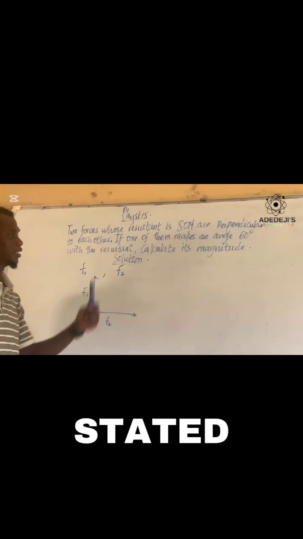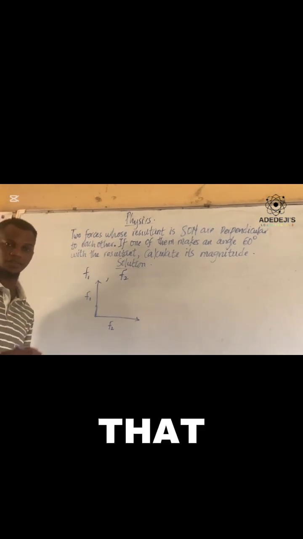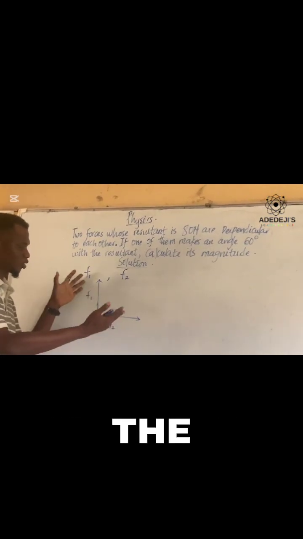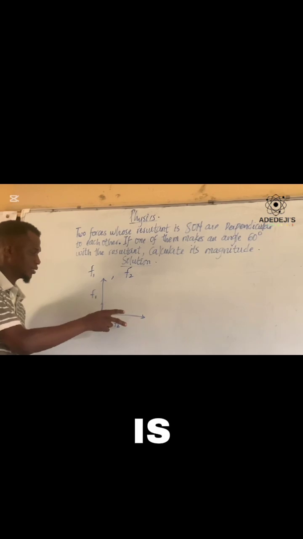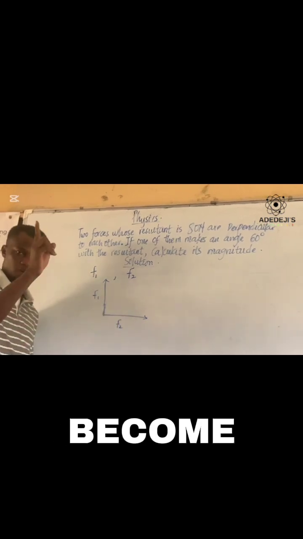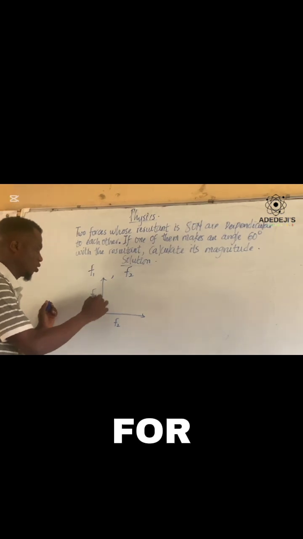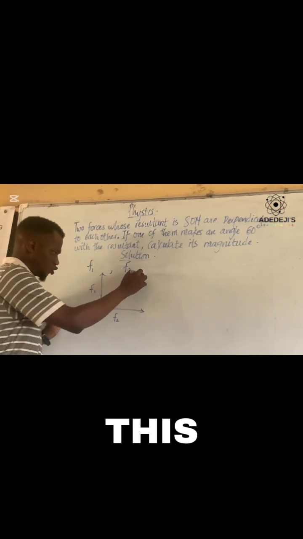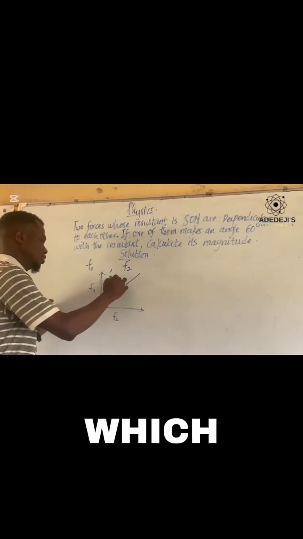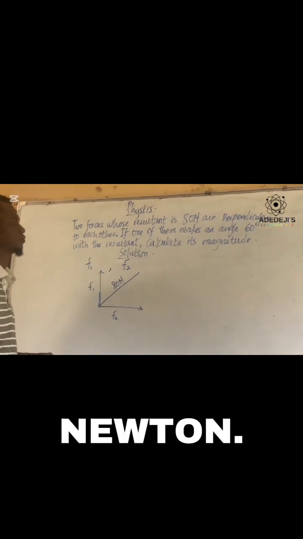And from here, they stated that the resultant is 80 Newton. Remember that the resultant is the combining effect of these two forces, that is, the addition of the two forces to become one. And for angles that are perpendicular, it comes from this point. So this is the resultant, which is 80 Newton.